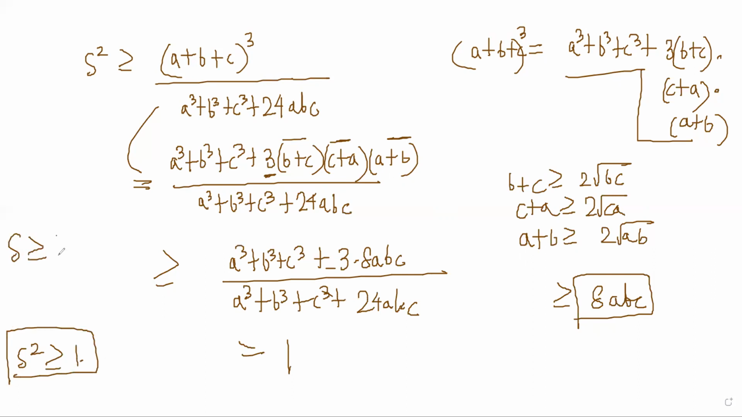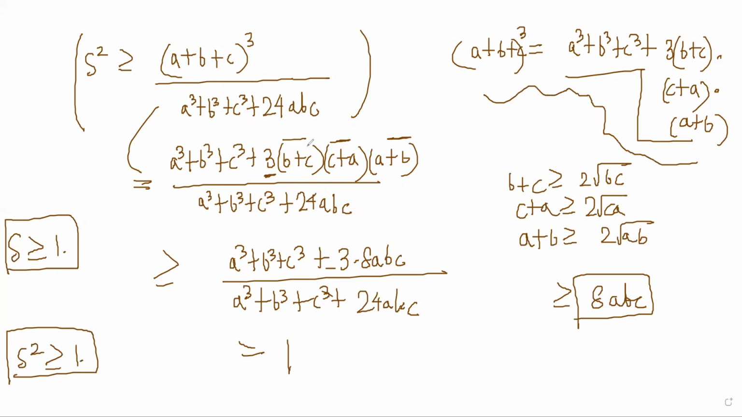Therefore, s is greater than or equal to 1. And this was the question, the inequality that you wanted to prove. So what are we doing here? We wrote the 9 sets of numbers. We applied Holder's. We got this from Holder's, right? And after that, it is fairly straightforward. If you use this identity and apply AM-GM on b plus c, c plus a, and a plus b, you get 24abc on the top part also. And that proves our question.